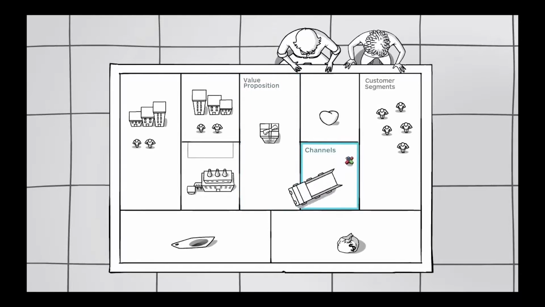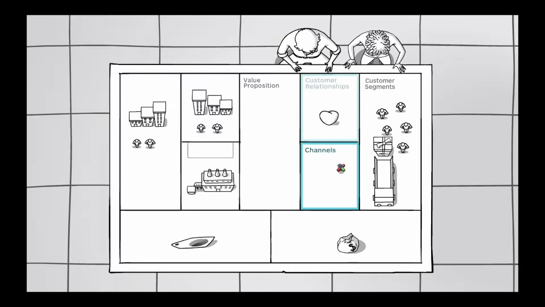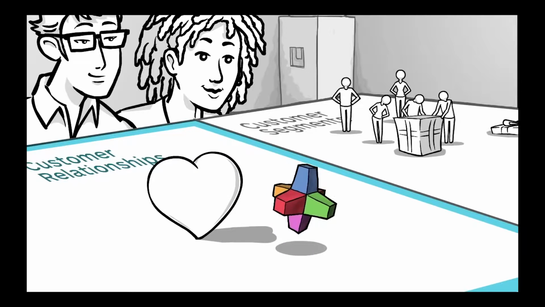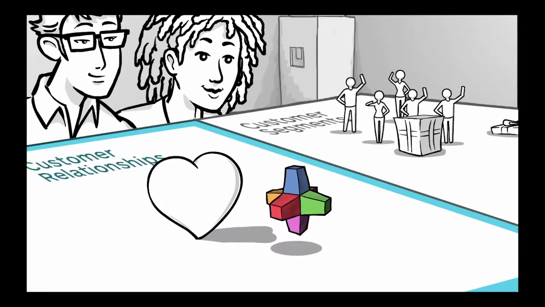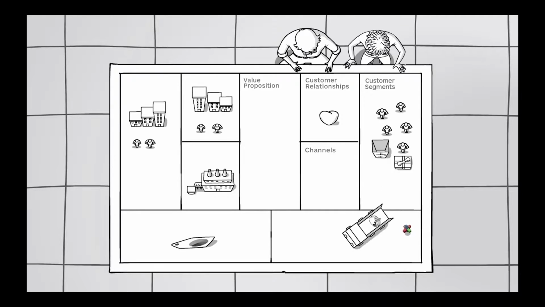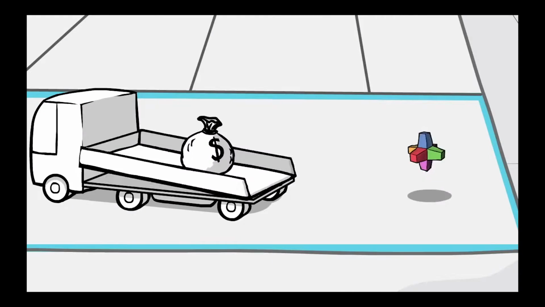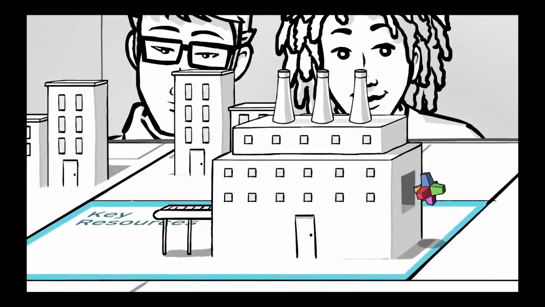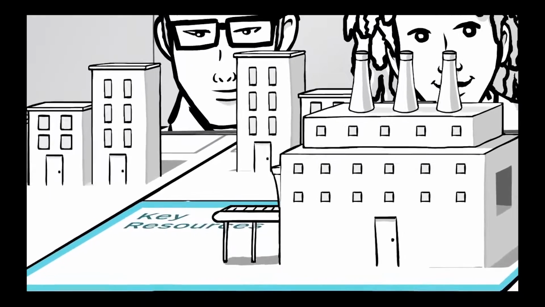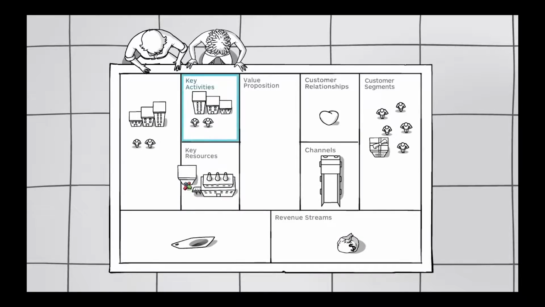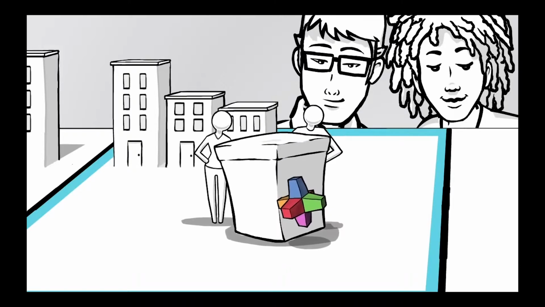Channels describe through which touchpoints you're interacting with customers and delivering value. The customer relationships outline the types of relationships you're establishing with your customers and how you're acquiring and retaining them. Pricing mechanisms through which your business model captures value are documented under revenue streams. The key resources show which assets are indispensable in your business model, so you can describe the infrastructure you need to create, deliver, and capture value. The key activities show which things you need to be able to perform well.